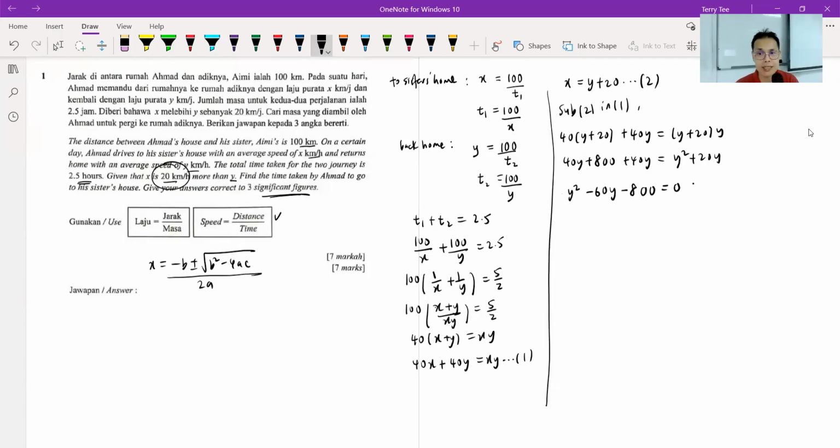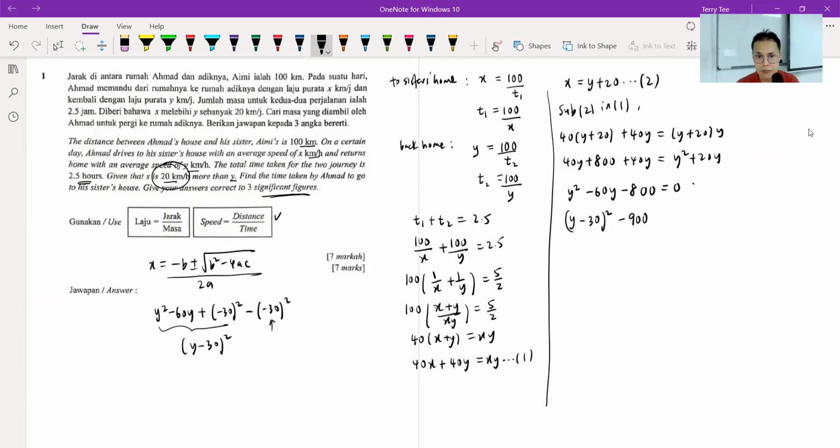Let's take half of negative 60. Negative 60, if I halve it, is negative 30. And 30, if I square it, is 900. Now you may be thinking, why do I do that? In school, your teacher most probably will tell you to use half of negative 60, which is minus 30, square it, and then minus it off. Now, the very reason why we want to do that is because this can be factorized into y minus 30 squared.